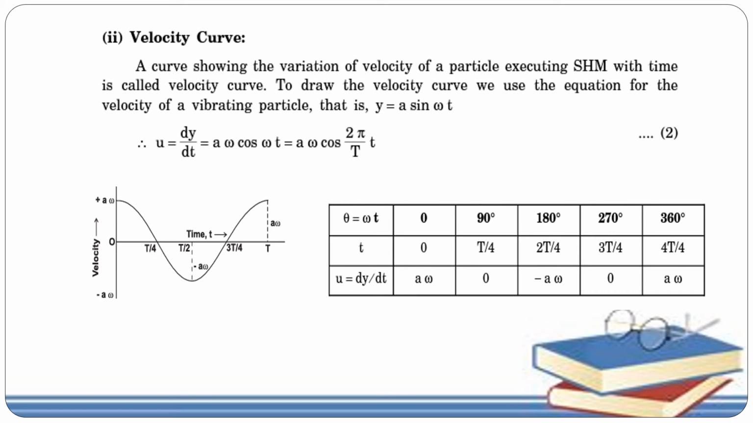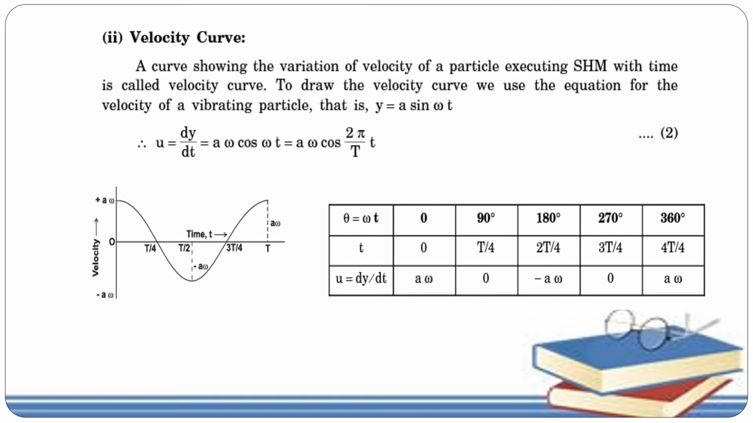This is the displacement, already we know. What is velocity? It is equal to dy by dt. So we can differentiate y with respect to t, and we will get a omega cos omega t. Already we know omega is equal to 2 pi by T. So substitute omega equal to 2 pi by T in the angular formula. So v equal to a omega cos 2 pi t by T.